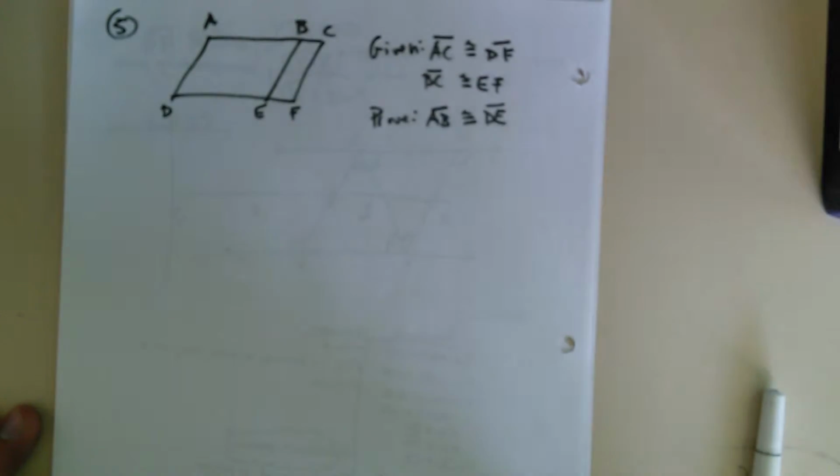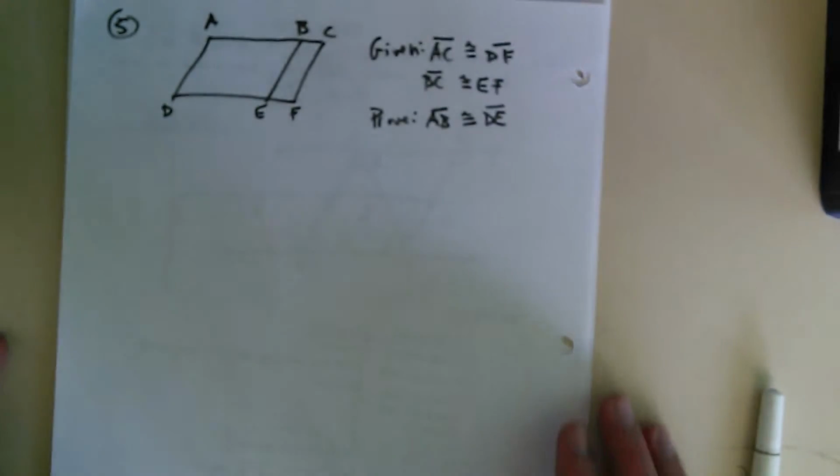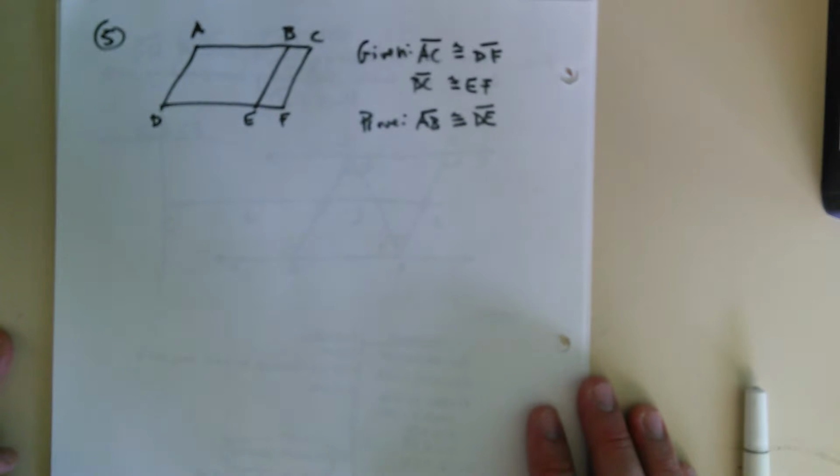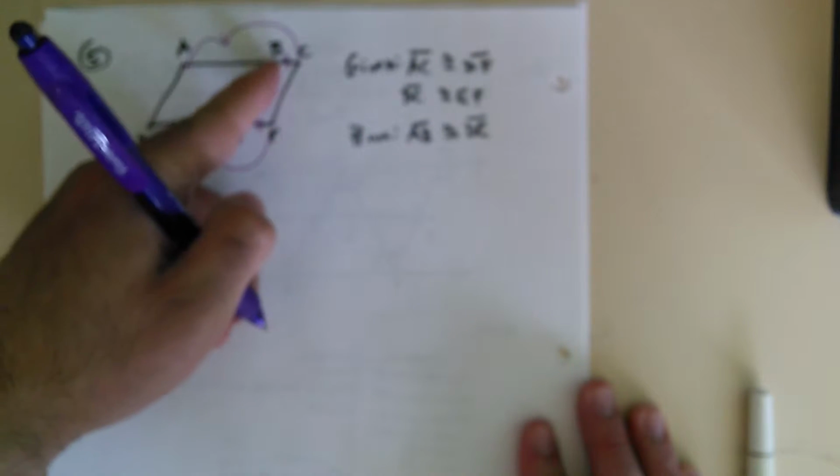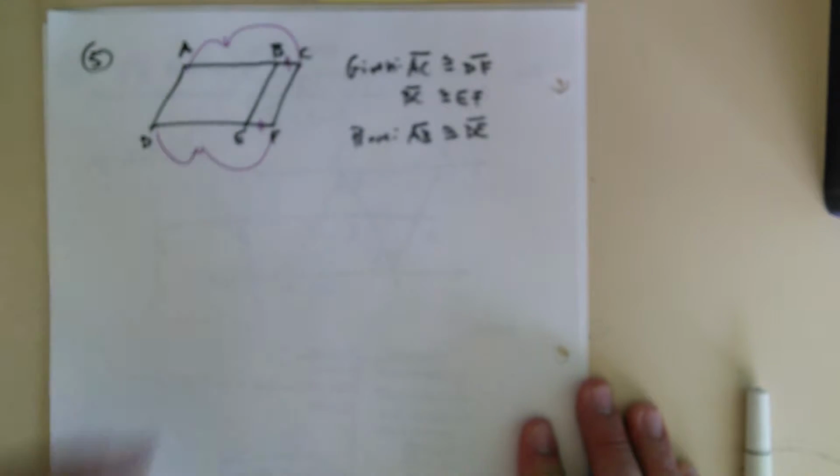Question 5 here is similar, but it's with segments here instead of angles. Here's your picture, and it says given AC is congruent to DF. I didn't draw the lines for you already, but AC is this big one here. This whole thing is congruent to DF. And BC is congruent to EF. This guy here is congruent to that one there. You want to prove that AB is going to be congruent to DE.